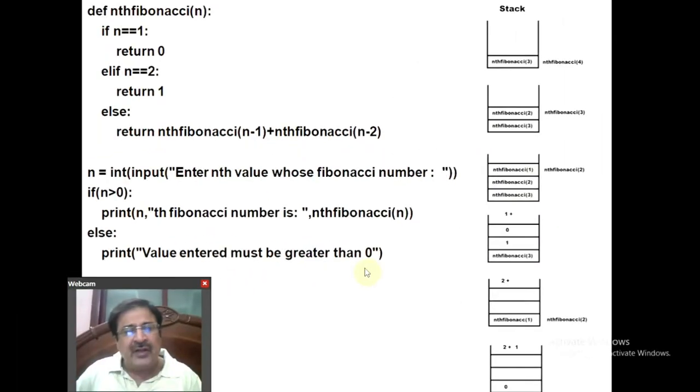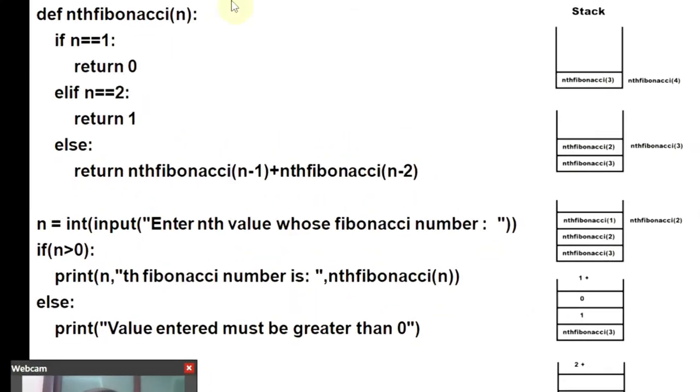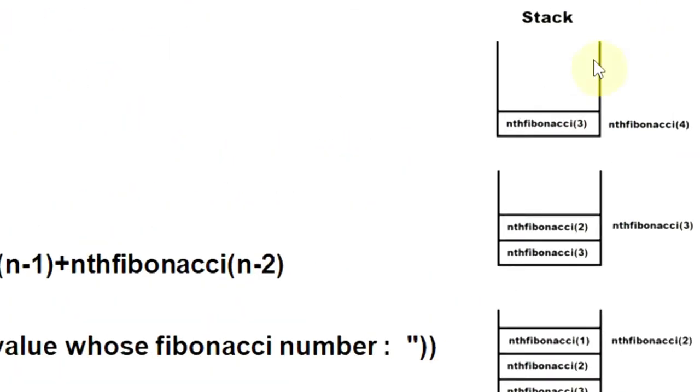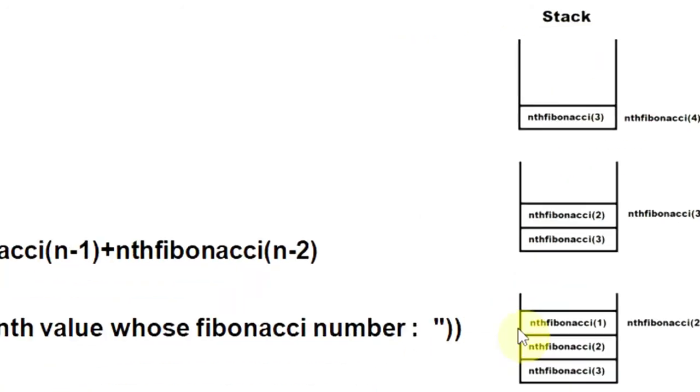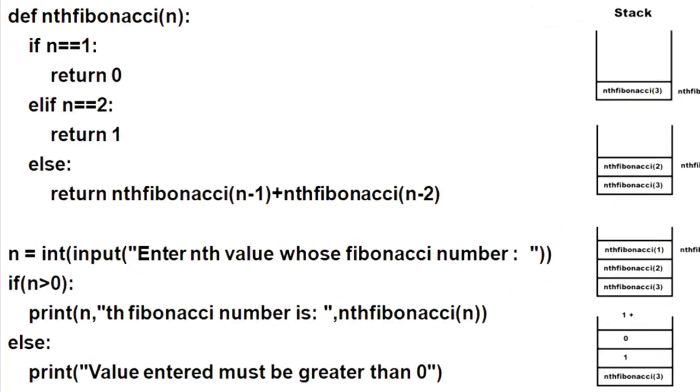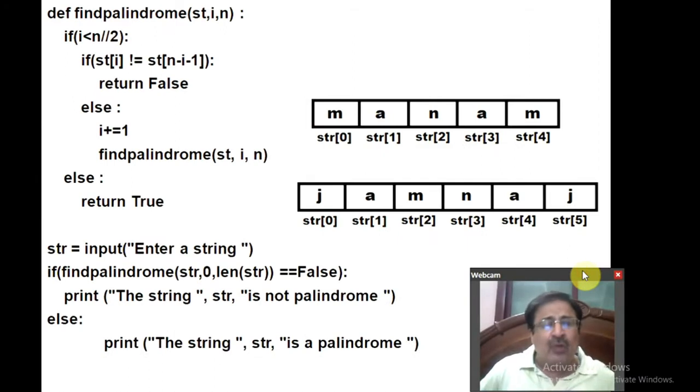This is the code for finding the nth Fibonacci number through recursion. Not only will we be understanding the code, we will be understanding how the function calls which are not able to be invoked are pushed to the stack. We will be understanding each and every logic. And also, while finding out whether the entered string is a palindrome or not, we will be understanding the code along with the diagram. So watch the video up till the end.